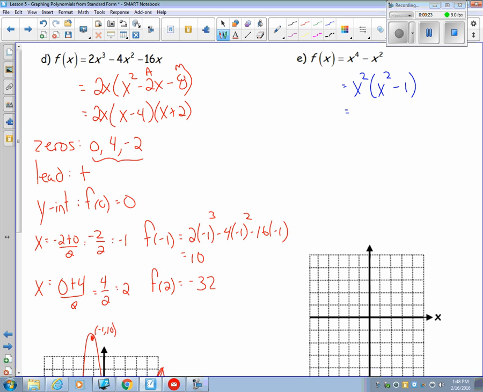I see two terms. I see a minus sign. Thanks to difference of squares, x minus 1, x plus 1. Okay. I have no more exponents in the brackets. I can't go any further. Let's write down our information.